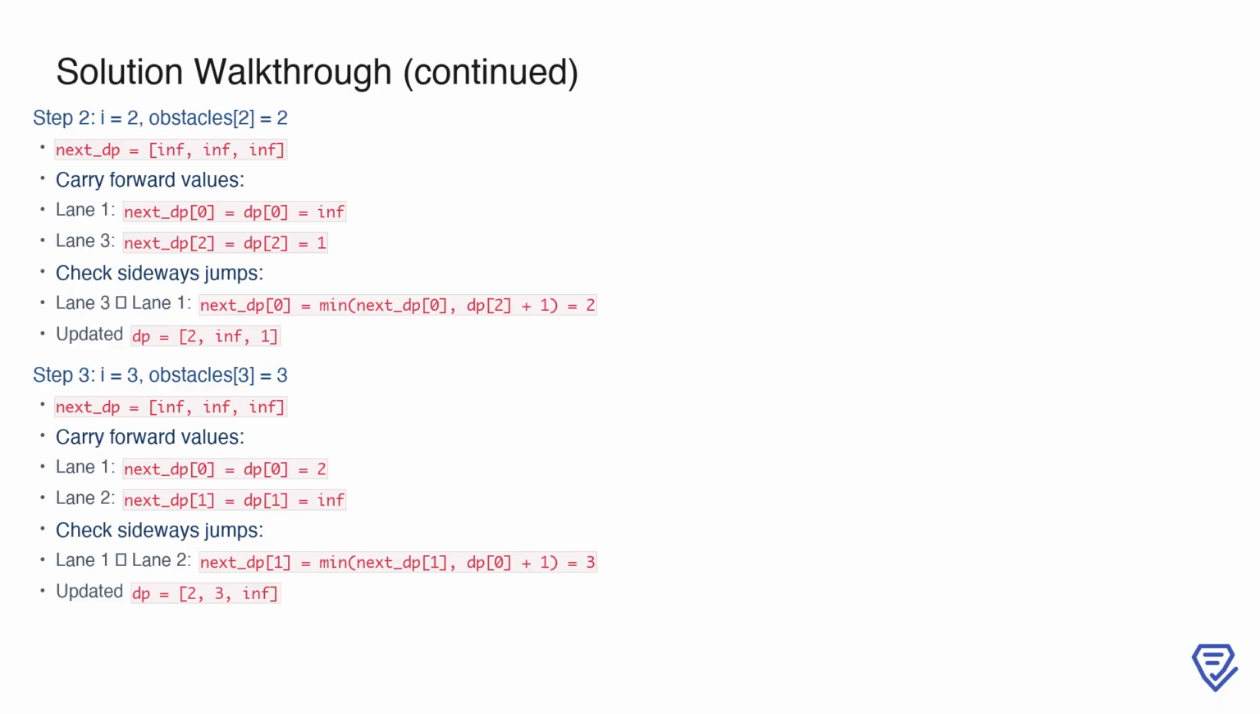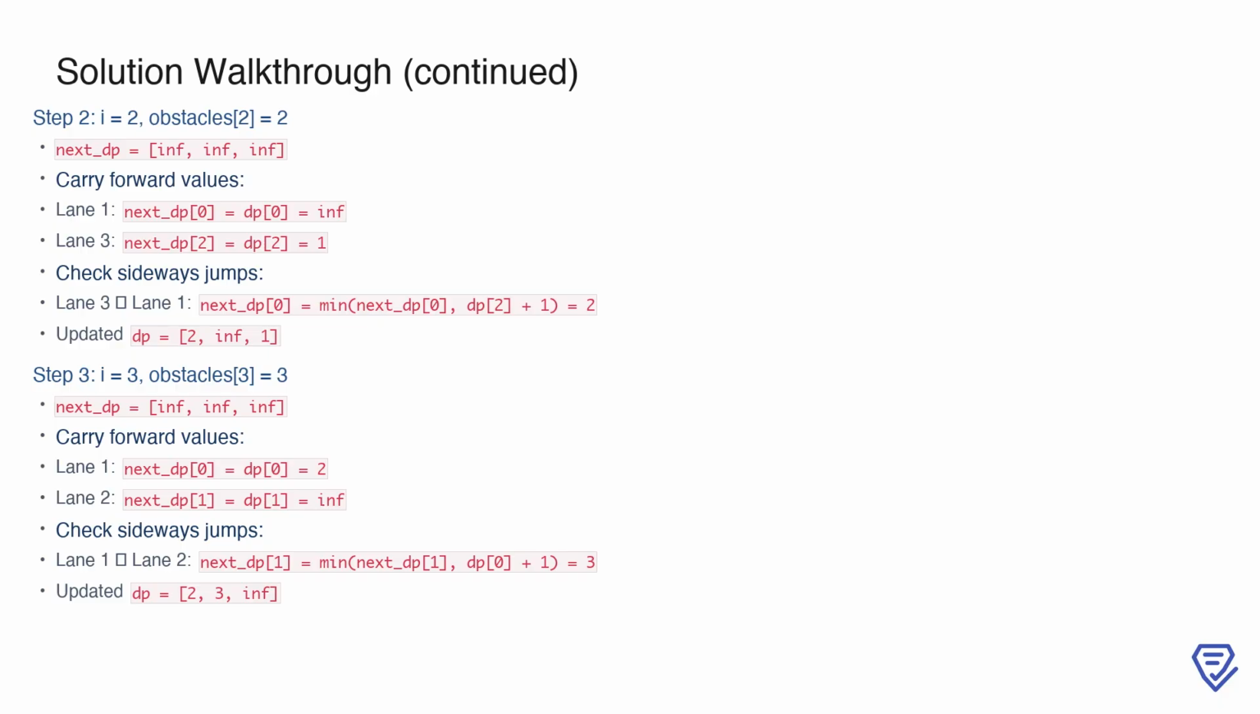At position 2, there is an obstacle in lane 2. Again, next_DP is initialized as infinity, infinity, infinity. For obstacle-free lanes, we carry forward the values. Lane 1 retains the value infinity, and lane 3 retains the value 1. Now, we calculate sideways jumps. From lane 3 to lane 1, the cost becomes 2. After this step, DP is updated to 2, infinity, 1.